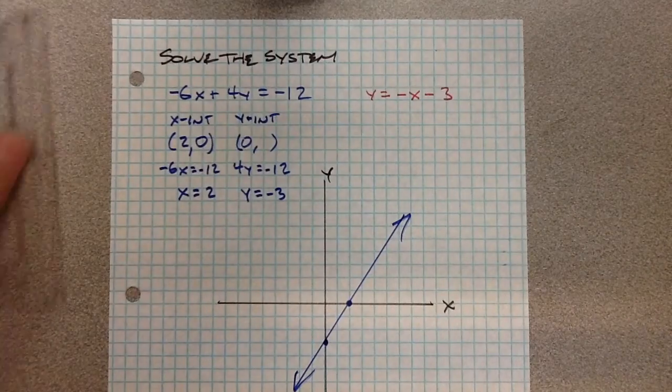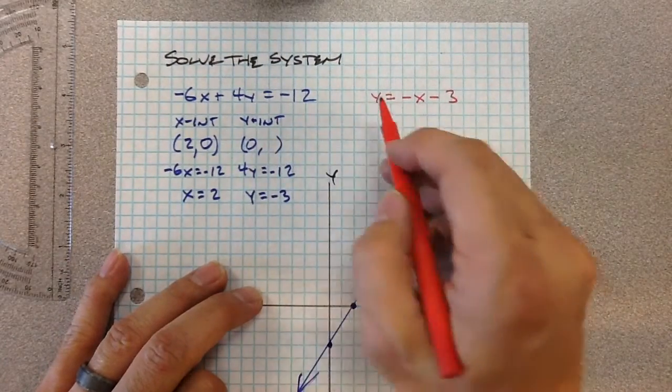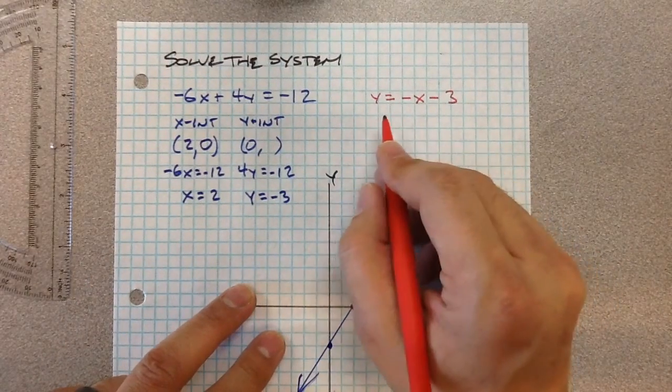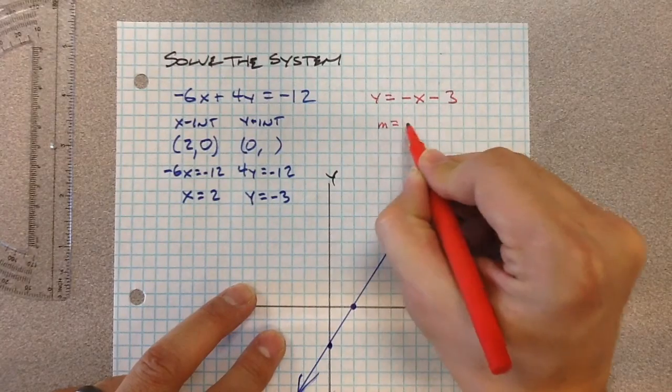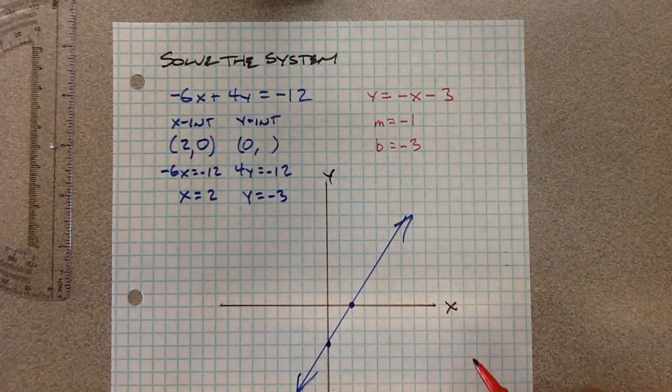All right, and then I go to the one in red. Now, this is kind of a mixed problem. This one in red is not in standard form, it's in slope-intercept. But again, we know this from the last chapter. So my slope is negative 1. My y-intercept is negative 3.